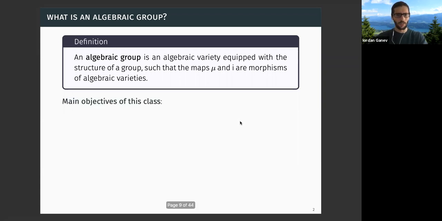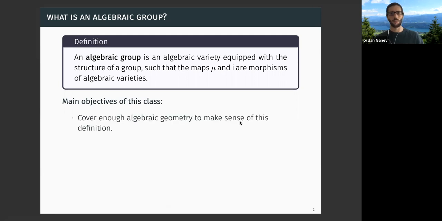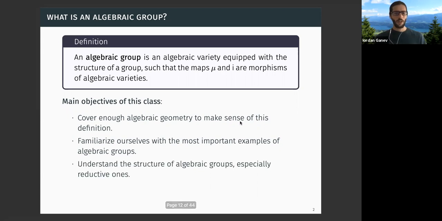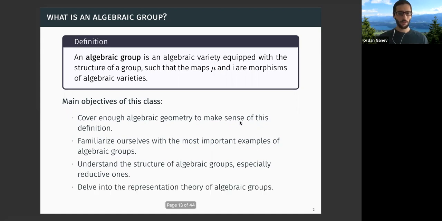So there'll be some reminders. So in this class, first of all, we need to cover enough algebraic geometry to make sense of this definition. So that's what we'll start with. And once we get a handle for the definition and for what the background is, we want to have a big set of examples to play around with. So I'll talk about many examples of algebraic groups. And as we go through the course, we'll go back to these examples and examine various properties. So we'll be interested in the structure of algebraic groups and especially reductive algebraic groups. We'll see that there's very rich structure. And we'll also be interested in representation theory. So here we'll talk about things like roots and weights and how to combinatorially classify representations of algebraic groups.